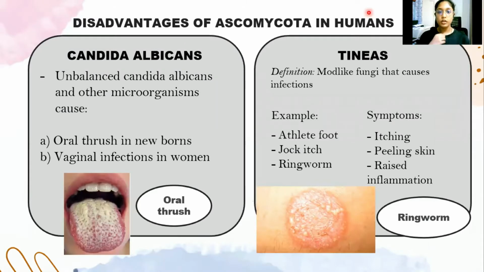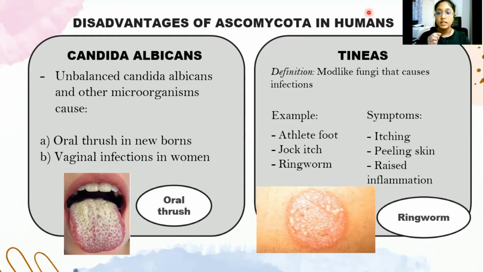Let's take a look at the disadvantages of Ascomycota in humans. When we are talking about the disadvantages in humans, we are focusing on the diseases that can be caused in humans. One of them is Candida albicans. An imbalance of Candida albicans and other microorganisms can cause oral thrush in newborns and vaginal infections in women. If you're wondering what oral thrush is, you can see it in the picture here. It occurs on the surface of the tongue.